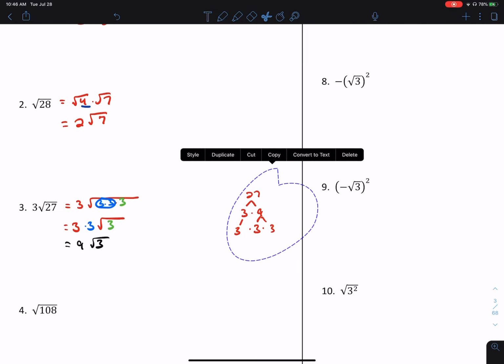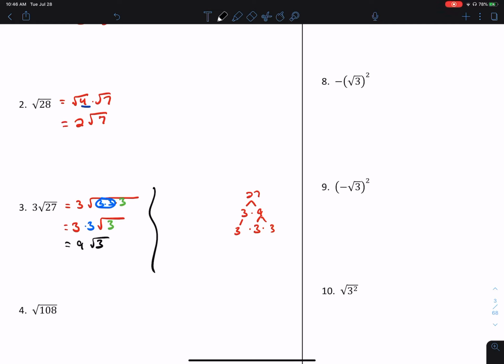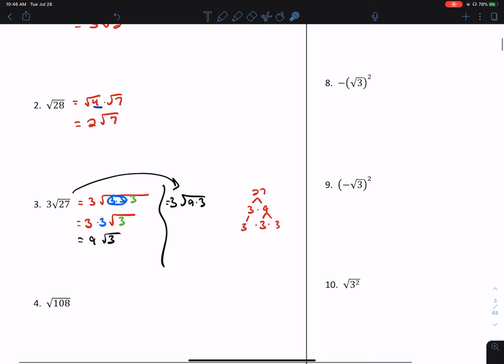We could have done the same problem how we did previous ones and say that this is the same as 3 times the square root of 9 times 3. Square root of 9 is 3. Leave the other 3 inside, and this is 9 square roots of 3. Two differing processes to get us to the same result.